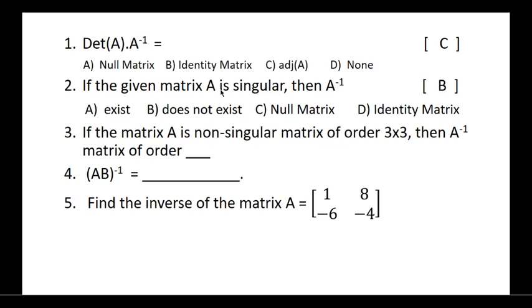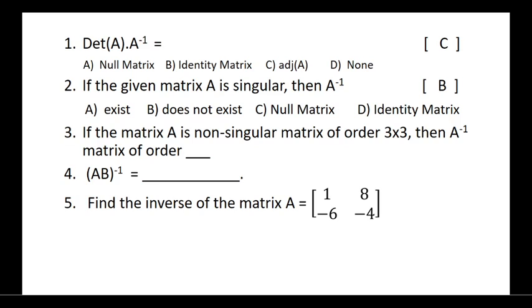If the given matrix A is singular, then A inverse does not exist. Only if A is non-singular does A inverse exist. If the matrix A is non-singular, then A inverse exists and has the same order. If A is a matrix of order 3 by 3, its inverse is also a matrix of order 3 by 3. AB whole inverse is nothing but B inverse into A inverse.